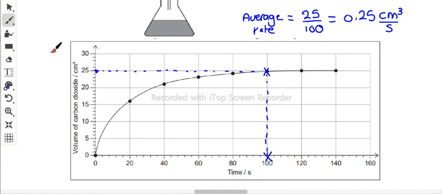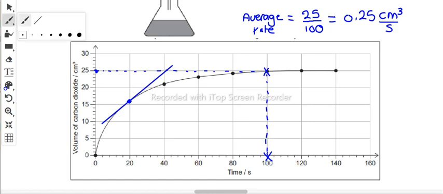So the question now is asking me to determine the instantaneous rate. Here I need to remember that in order to determine the instantaneous rate, I need to draw a tangent. Make sure to use a ruler. So this is my tangent that will pass exactly by one point, which, according to the question here, is 20 seconds.